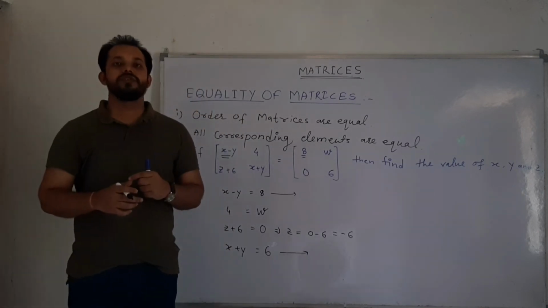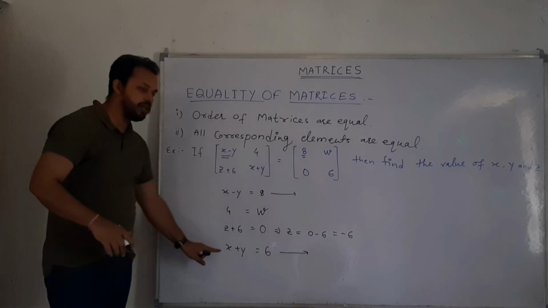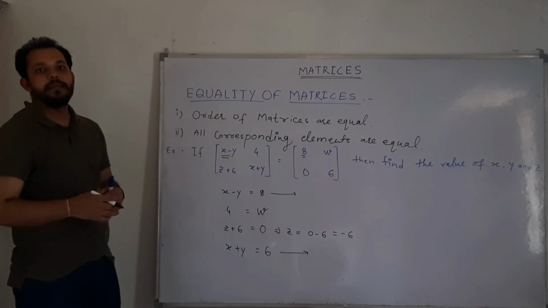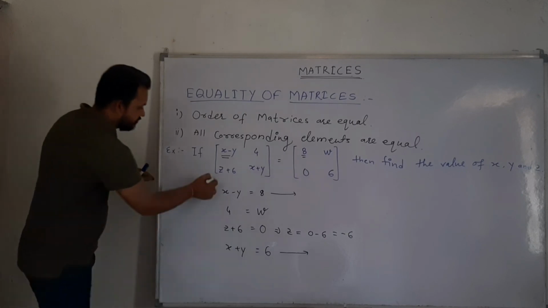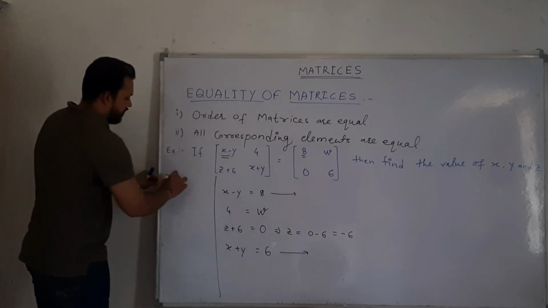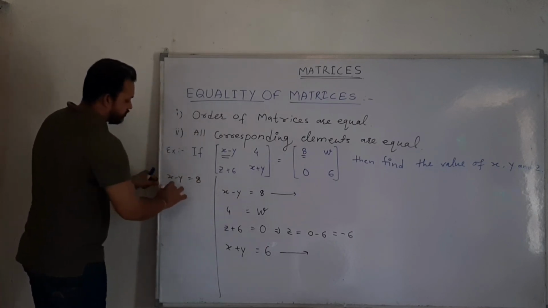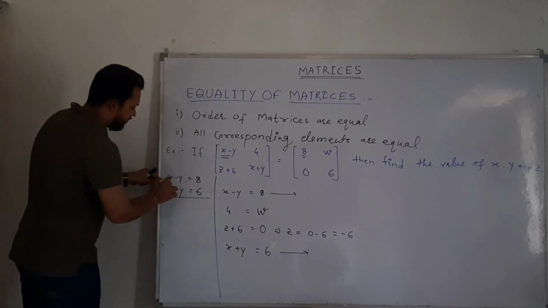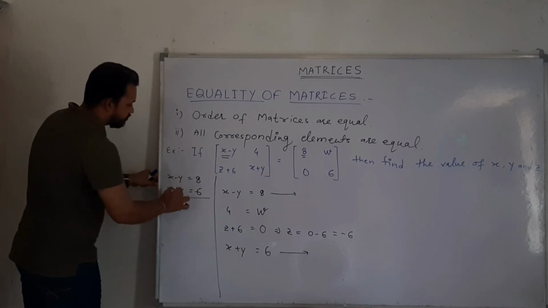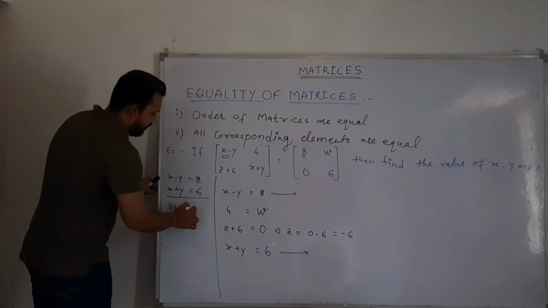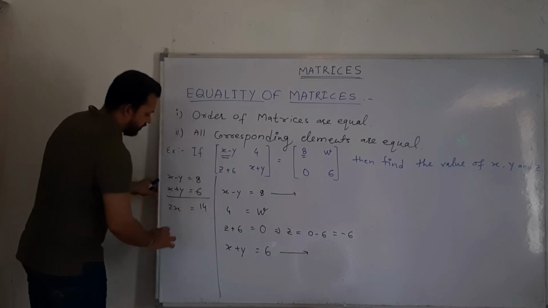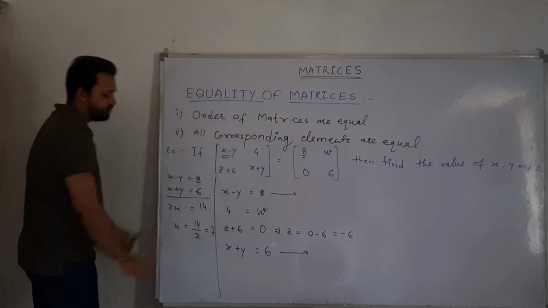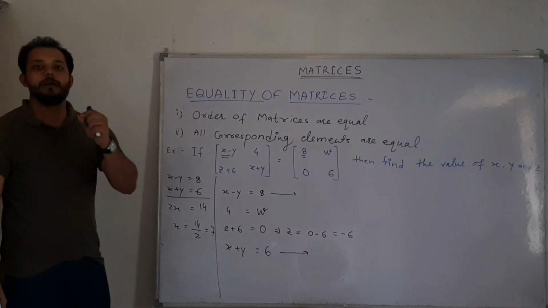In previous classes, you already learned how to solve equations of two variables. So, simply we will use the elimination method. To solve this, x minus y is equal to 8, x plus y is equal to 6. Let's add both the equations. So we will add x plus x is equal to 2x, minus y plus y will get cancelled, and 8 plus 6 is equal to 14. So x is equal to 14 divided by 2, which is equal to 7. We got the value of x, that is 7.